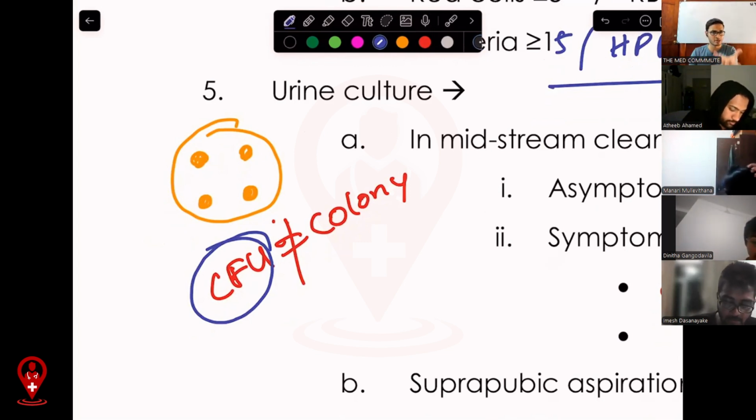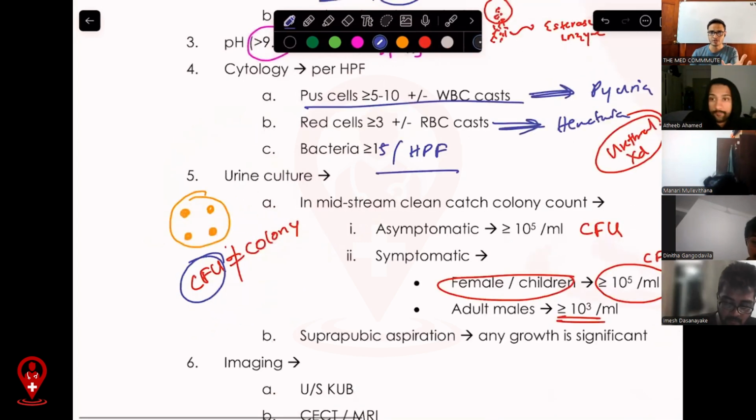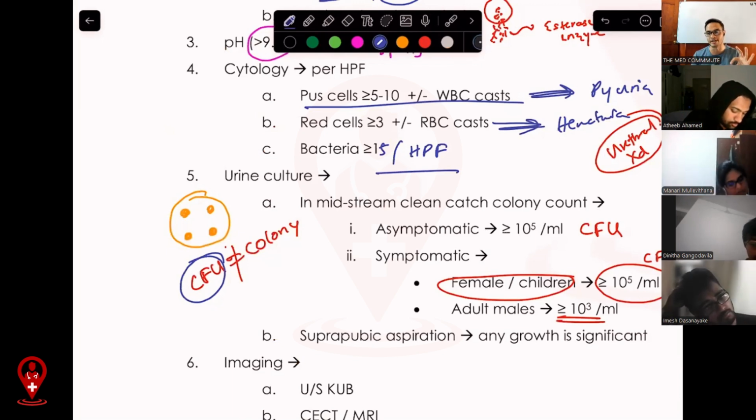You can't just take a Petri dish, look at the number of colonies and say there are only 5, so this is not 10 to the power 5, so this patient is not having a UTI. That is different. With colony forming units, we are looking at the number of viable organisms within colonies, and there's a mathematical equation there, the dilution factor. We multiply and find the number.